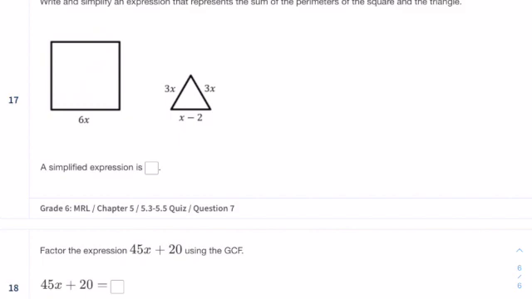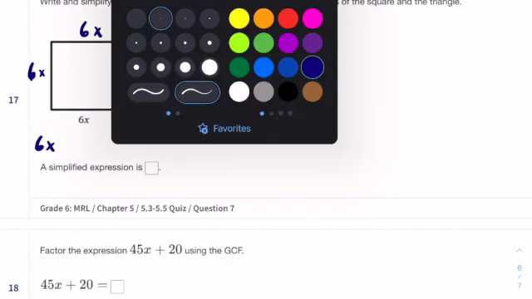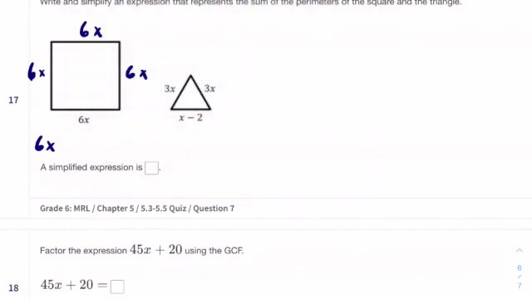But anyway, for this square, my perimeter would be all of those sides around, which we know for a square, everything is the same length all the way around. So that's 6x, 6x, 6x, and 6x. So then I would just add those all together. My writing is a little bit too fat there, so let me erase. 6x, and there are 4 of them, so that would be 6x times 4. That would be 24x's, right?